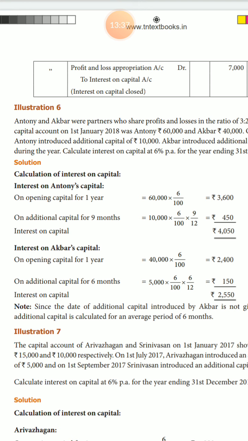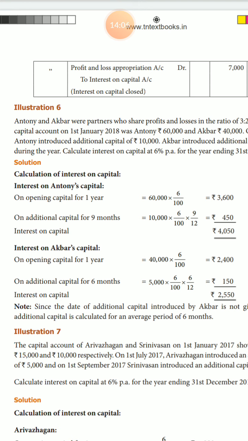Okay students, for additional capital in 6 months: 5000 into 6 by 100, which is the percentage, into 6 by 12. 6 is the average period. Your answer is 150. The 2400 plus 150 added is 2550 rupees.